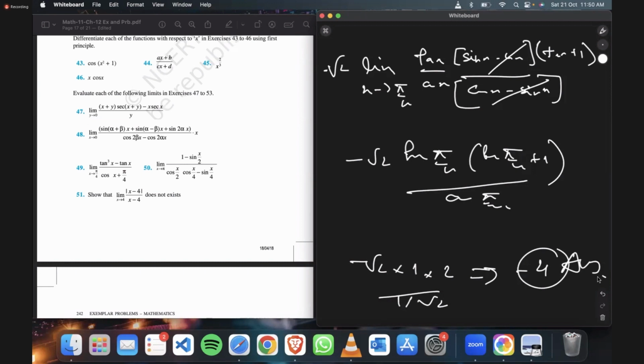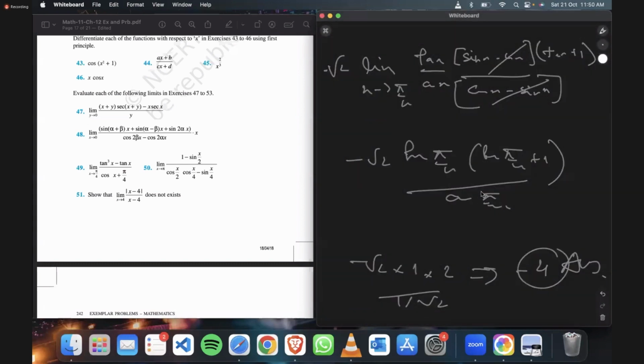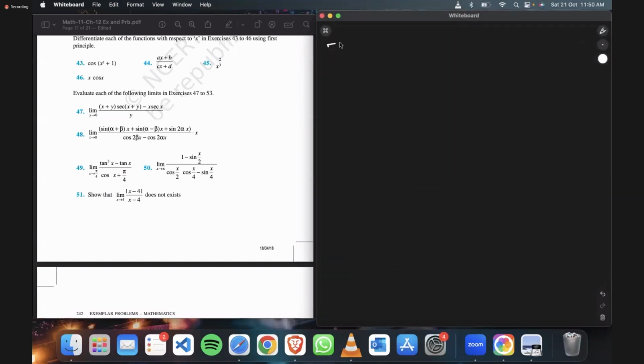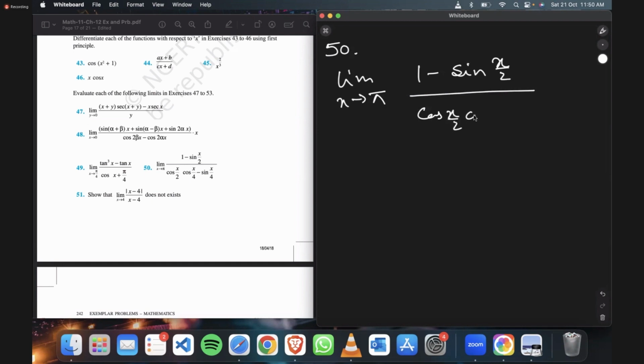Okay. So let's move on to the next question, which is question number 50. In question number 50, we have been given the limit for x tending to pi, and 1 minus sine x by 2, divided by cos x by 2 into cos x by 4 minus sine x by 4. Alright. Now what can we do with this?